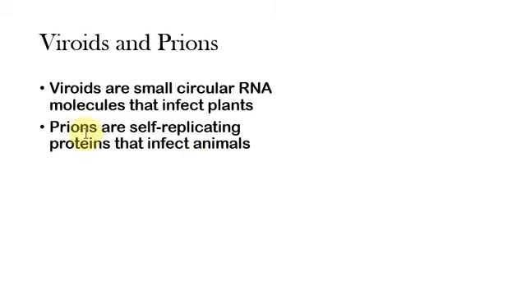So prions are nasty, and so are viroids. They're even smaller than viruses and can self-replicate just like them. And so that's all we have for viruses, and these other ones, they're really just as simple as that.